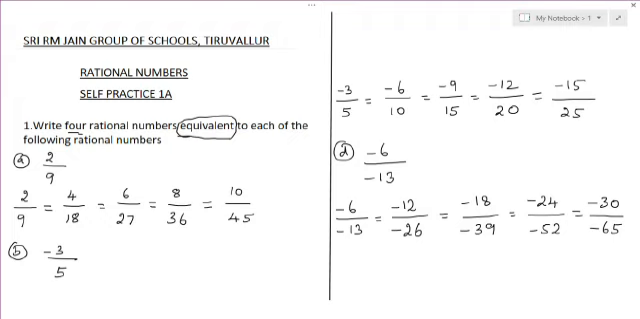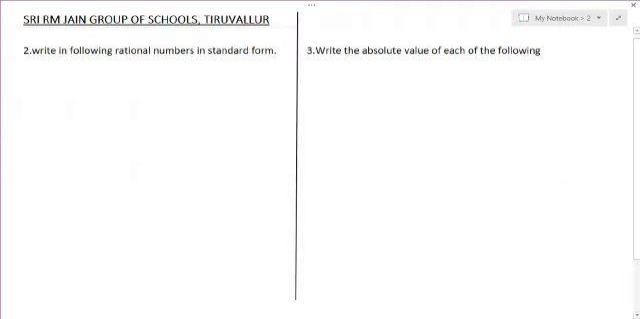So let me go for the next one. They have asked: write the following rational numbers in standard form. Standard form is nothing but simplest form. Your first question is 15 divided by 20. Find the common factor for the numerator and the denominator. Here we have 5 as the common factor. If you divide 15 by 5, it will give you 3. 20 by 5 is 4.